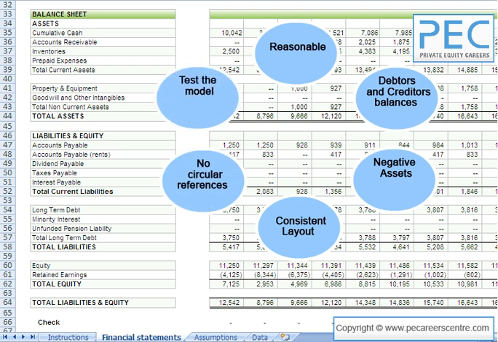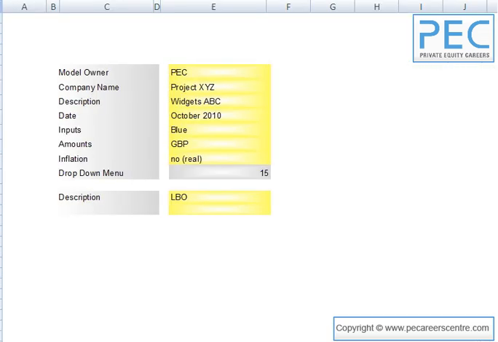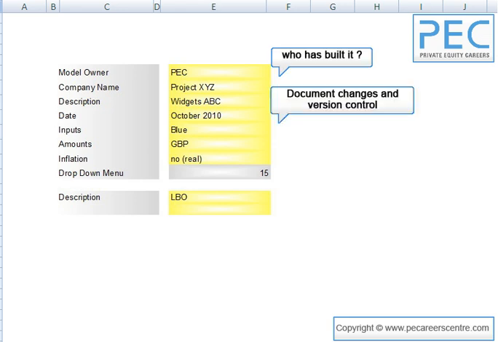Test the model. Outputs should change as expected in response to changes in inputs. Last but not least, document the model. Who has built it? Version control, and other general information.